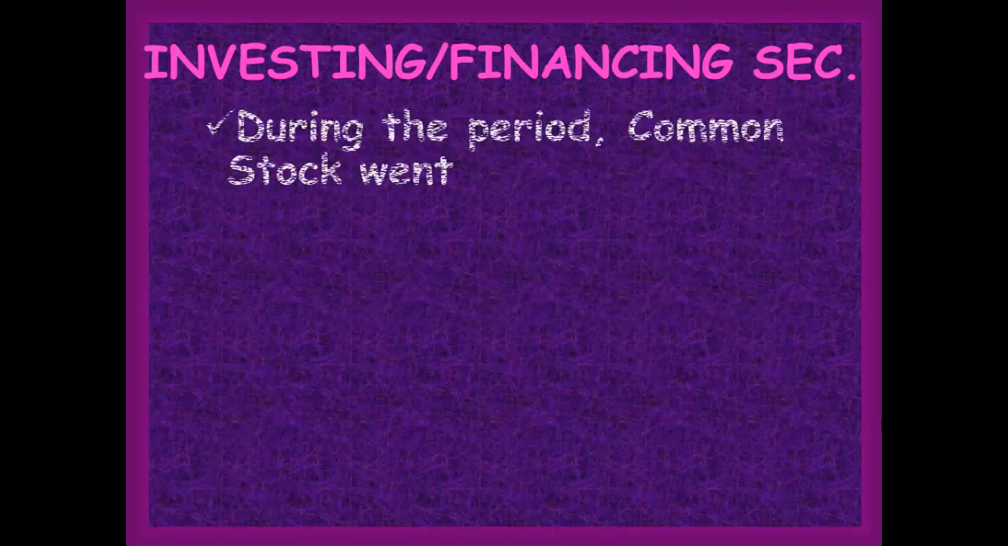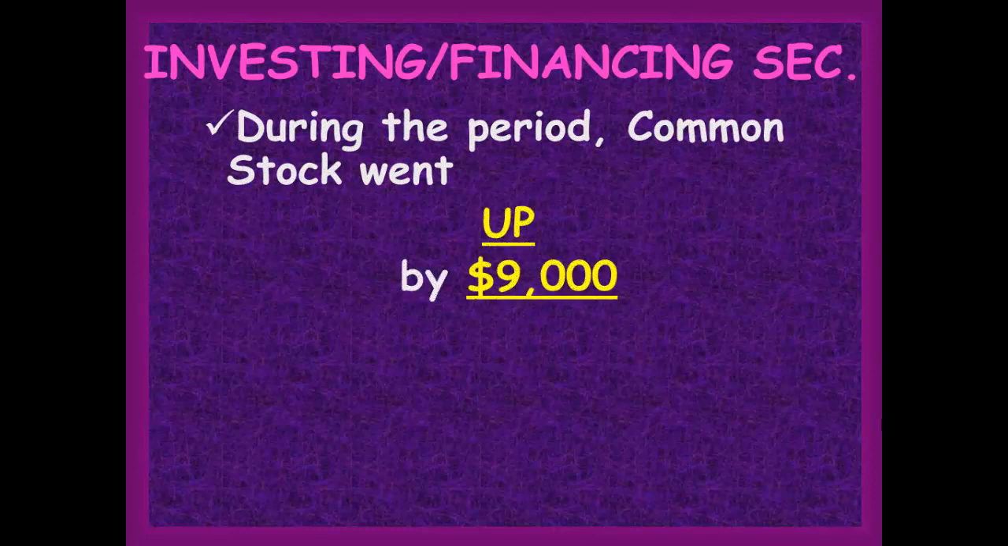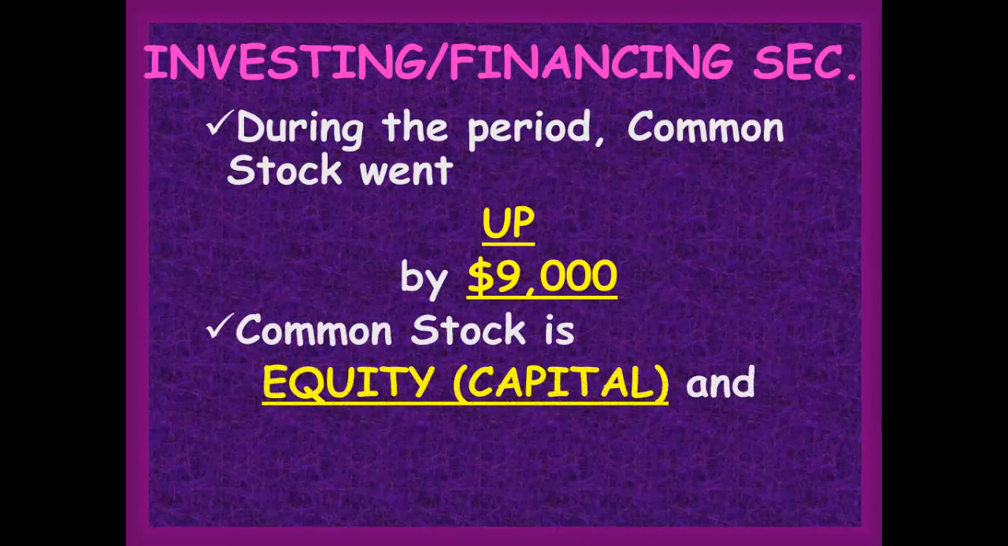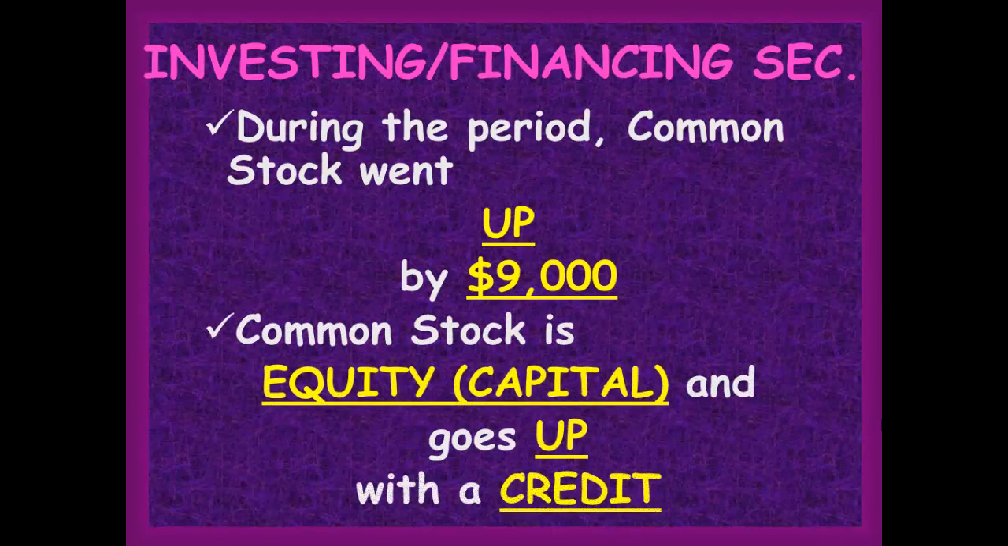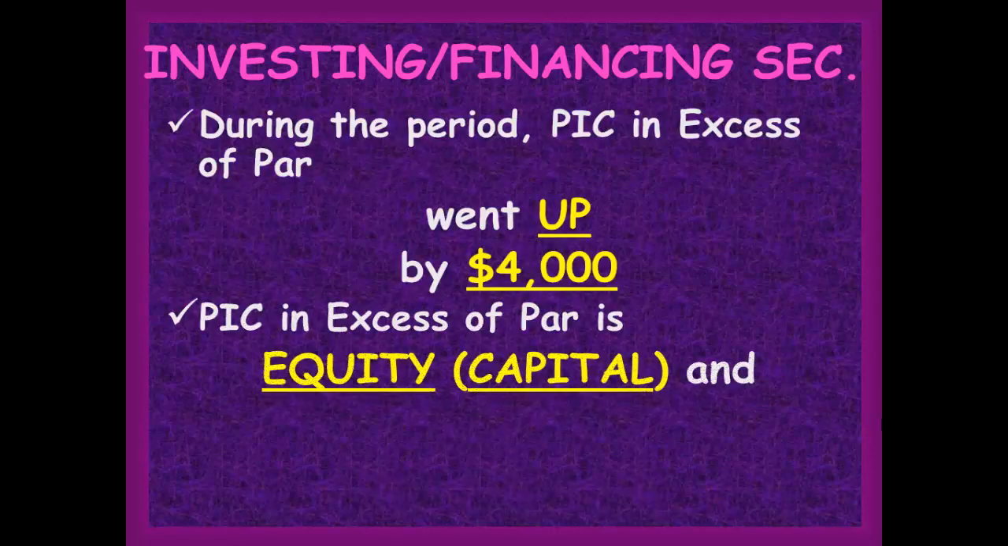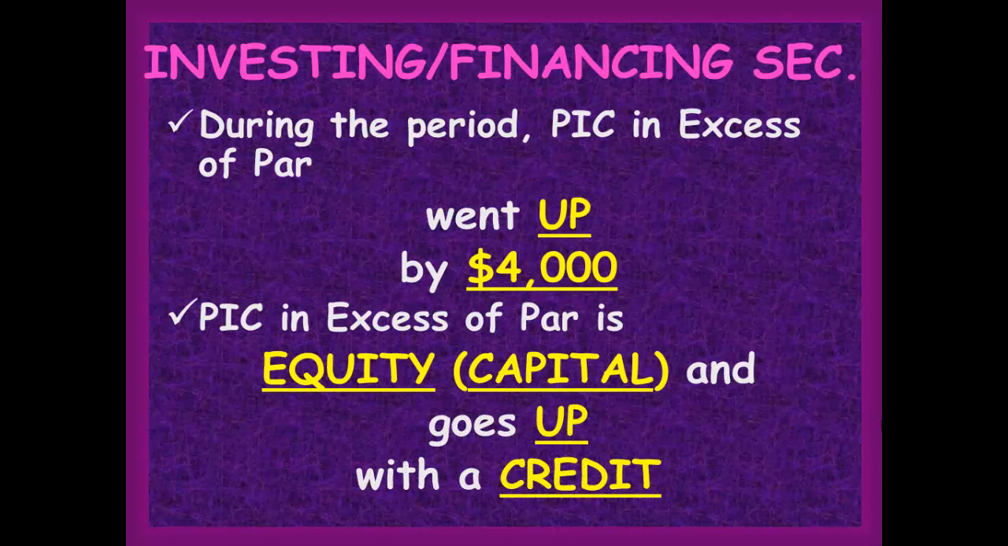Well, I'm going to do that pretend journal entry. During the period, common stock went up, $9,000. What type of account is common stock? Stockholders' equity, capital or equity, and it goes up then with a credit. So in my journal entry, I'm going to credit common stock. In addition, as part of this same transaction, PIC in excess of par also has gone up. Part of capital or equity again, paid in capital, PIC, paid in capital or equity, and we're making it also go up then with a credit.